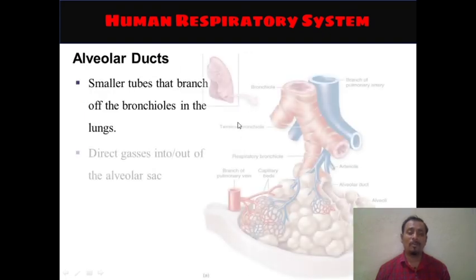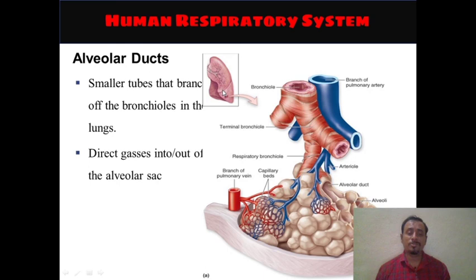Okay, now let's see alveolar ducts. Alveolar ducts are smaller tubes that branch off the bronchioles in the lungs and direct gases into or out of the alveolar sac. See, this is the branch of the pulmonary artery which converts into arteriole and goes inside the alveolar duct to contact the alveoli. This diagram is very important to understand how the respiratory system actually works. This is the main part of the respiratory system where gaseous exchange occurs. CO2 is thrown out of the blood and given to the lung alveoli, and from the alveoli oxygen is taken and trapped inside RBC hemoglobin. This is the main thing.